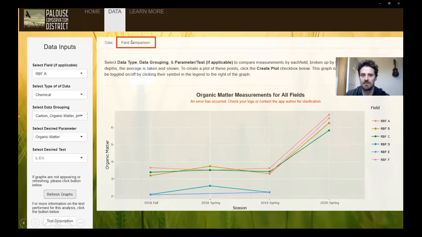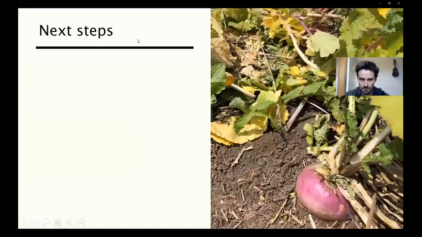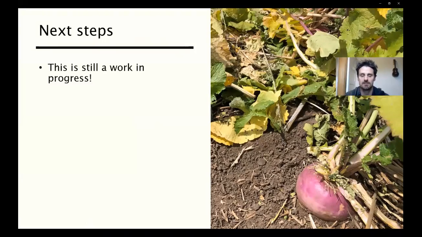Yeah, and this is just another tab that's at the top of that landing page once they enter their ID. So yeah, that's a brief overview. We've really just gotten started doing this. And the next steps would just be to continue to develop the tool. There's still some bugs that we're working out.